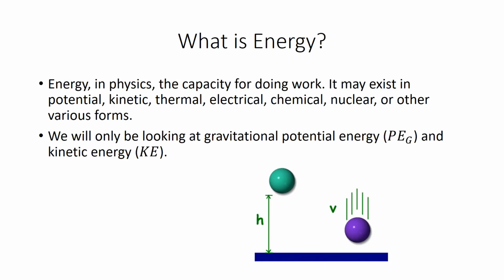Okay, first off, what is energy? Energy in physics is the capacity for doing work. It may exist in forms like potential energy, kinetic energy, thermal energy, electrical energy, chemical energy, nuclear, or many other forms. In this lab, however, we will only be looking at gravitational potential energy and kinetic energy.